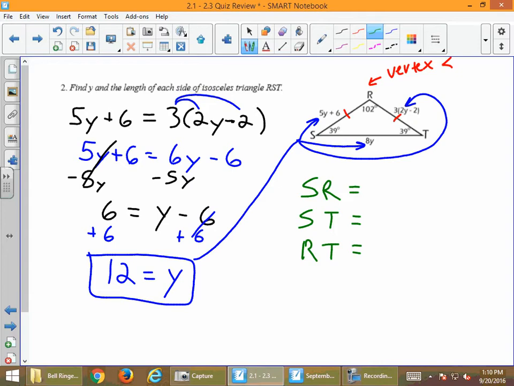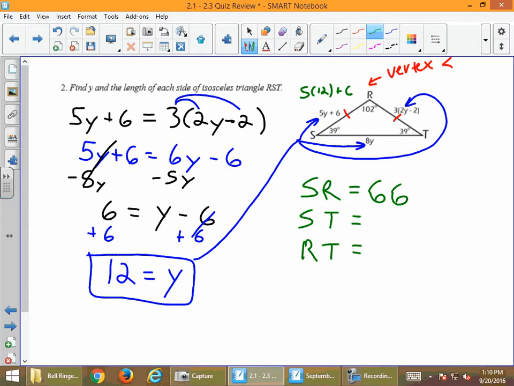So Sam said we're going to take this 12 and plug it up there. So what is 5 times 12 plus 6? Again, all I'm doing is plugging these in here. 5 times 12 plus 6. Everyone's calculators out, ready to go. 5 times 12 plus 6 gives me 66. So I know that SR is 66.